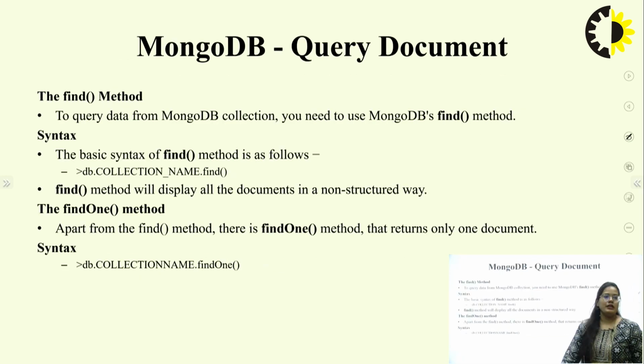Okay, next is query document. First one is the find method. To query data from a MongoDB collection, you need to use the MongoDB find method. This will be the basic syntax of the find method: db.collectionname.find. The find method will display all the documents in a non-structured way. Apart from the find method, there is a findOne method that returns only one document: db.collectionname.findOne.